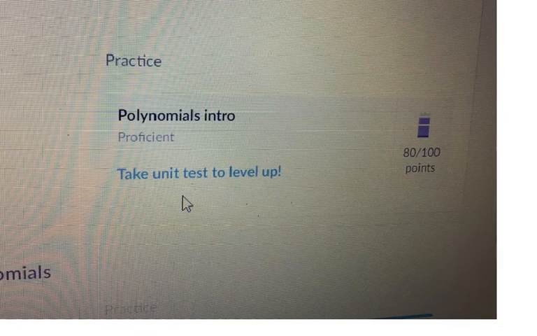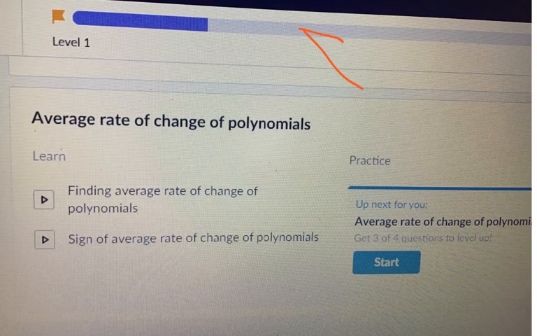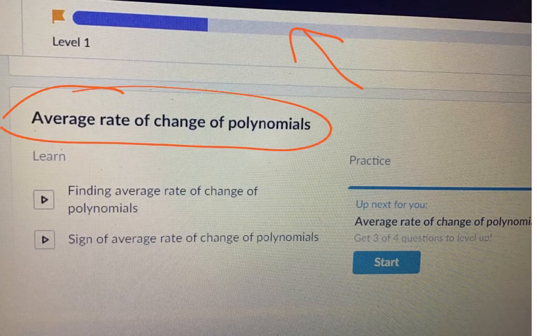Okay? Now, if you just stay on the right side again, guys, you can just take the unit test for the whole section. I recommend take your time, okay? The next section after the one we just did was average rate of change of polys. Click start here and do that practice problem. If you get stuck, go back to some of the videos. If you're still stuck, like I said, they actually give you hints on notes as well along the way. If that doesn't work, then please let me know. I will teach it to you.